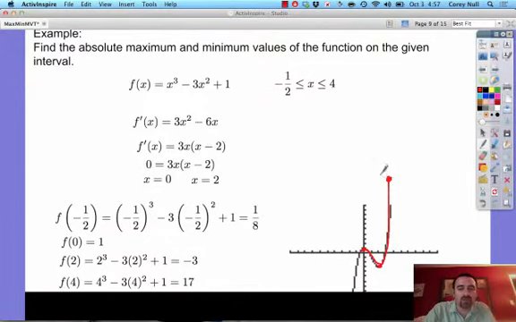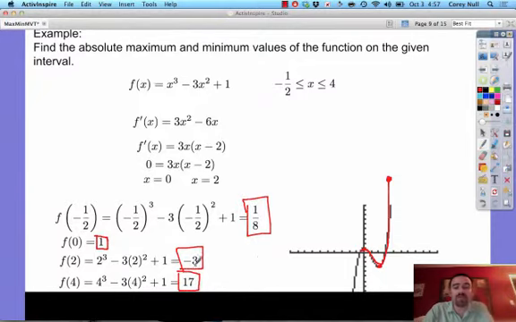The biggest number out of those 4 is 17, and the smallest number out of those 4 is -3. So absolute minimum, absolute maximum. Now notice this is a relative maximum, pardon me. And this is a relative minimum. So oftentimes when you're doing this, you're going to get values that are relative maximums but not absolute maximums or minimums.